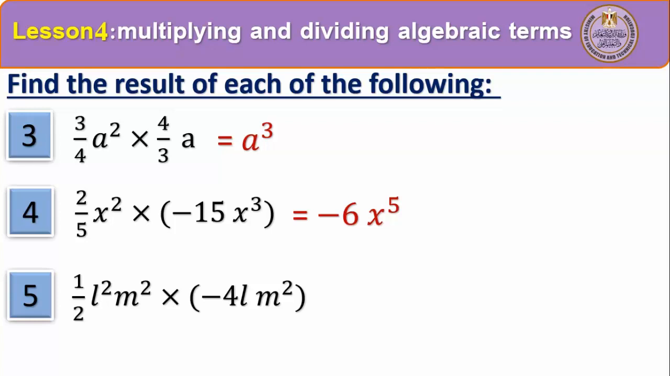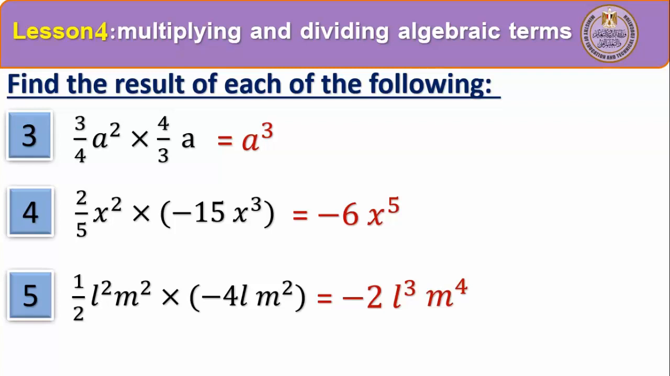So we will multiply 1 by negative 2 and 1 by 1, which is 1. So the coefficient of the result will be negative 2. Now when we multiply the symbols, we add the indices of the symbols which have like bases. Here we have l, and l is like bases. So we will add their indices or their powers. 2 plus 1 equals 3.